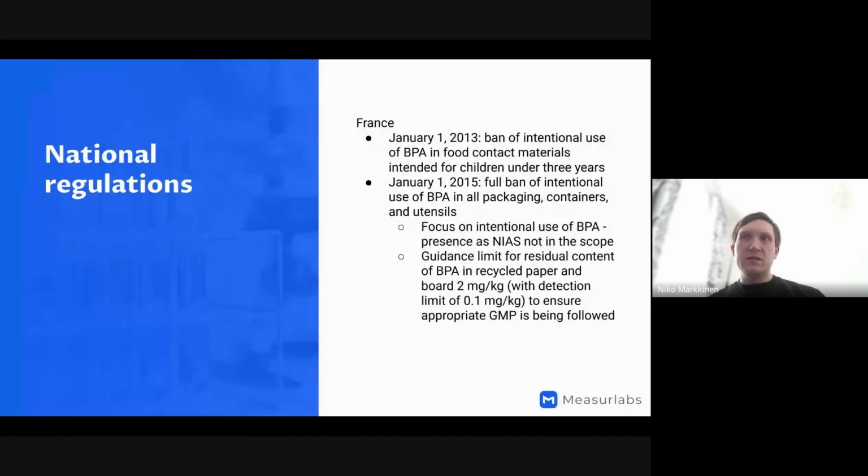The scope of this is all FCMs, but it doesn't include every type of article, so it's limited to packaging, containers, and utensils. And similarly to the new regulation, it's mainly to avoid intentional use of BPA, so it doesn't really consider unintentional presence. But since there hasn't been any harmonized way of testing, this regulation has served, let's say, as a de facto regulatory reference whenever BPA content has been tested since 2015.